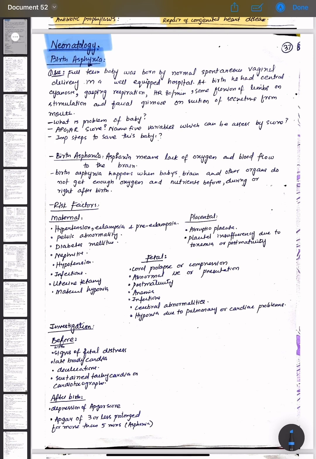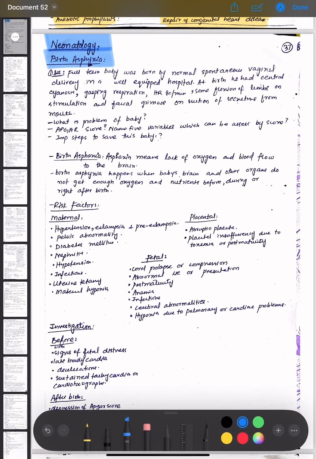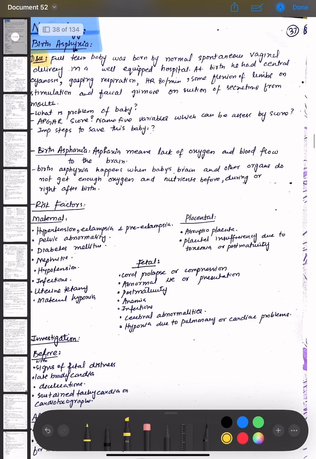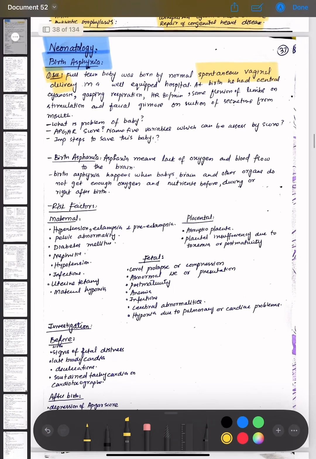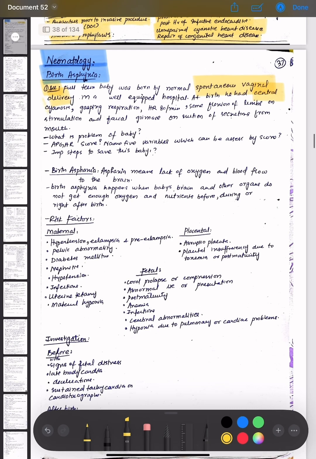So we are having a scenario that there is a full-term baby who was born by normal spontaneous vaginal delivery in a well-equipped hospital. At birth, he had central cyanosis, gasping respiration, heart rate 80 per minute, some flexion of the limbs on stimulation, and facial grimace on suction of secretions from the mouth. So, what is the problem of the baby? What is the Apgar score? Name 5 variables which can be assessed by score, and what are the important steps to save this baby.